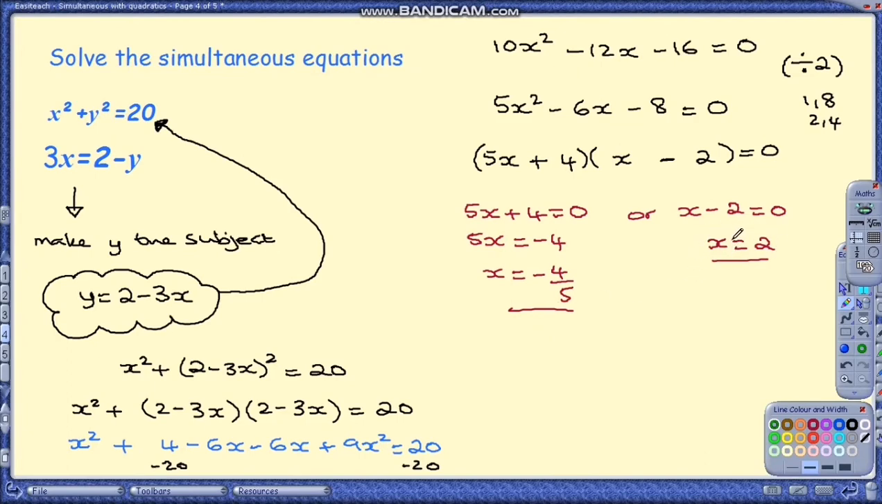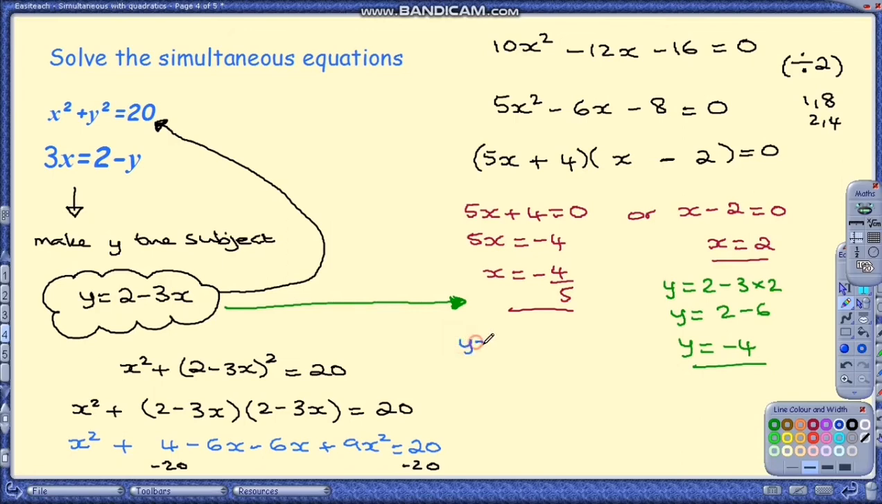So I'm going to start with this one first, and I'm going to use this formula where it says what y is. Y is 2 minus 3x. So let's start with the integer. So y equals 2 minus 3 times 2. So y equals 2 minus 6. Y is minus 4. So that's your solution.